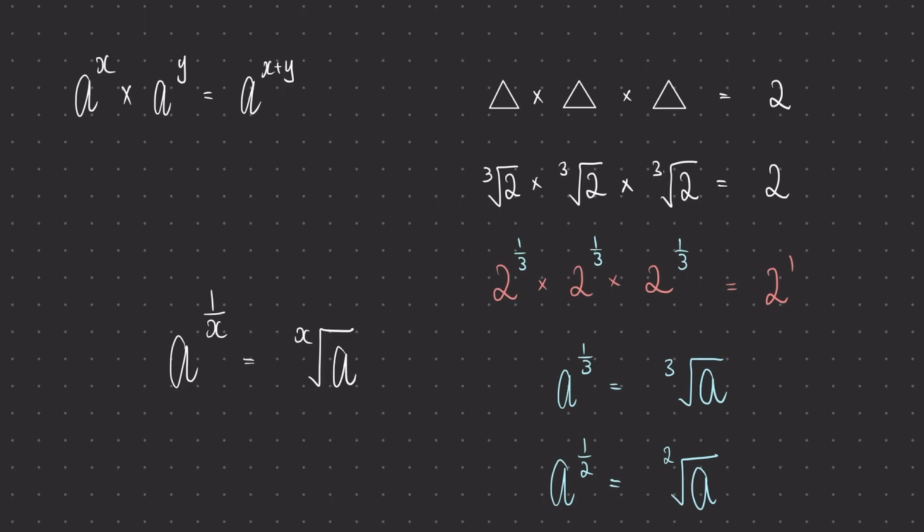So whatever that number on the bottom of that fraction is, we're finding the number that when multiplied together that many times gives me a. So again, try and remember this rule because we will be using it later, and also you will not be given this when it comes to exams.